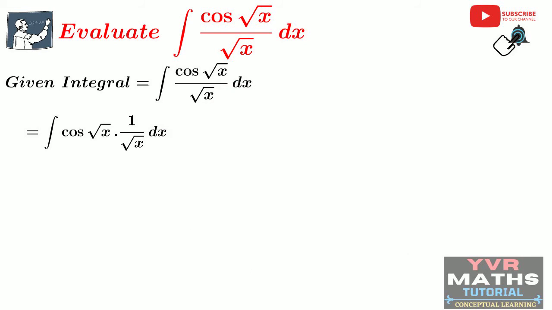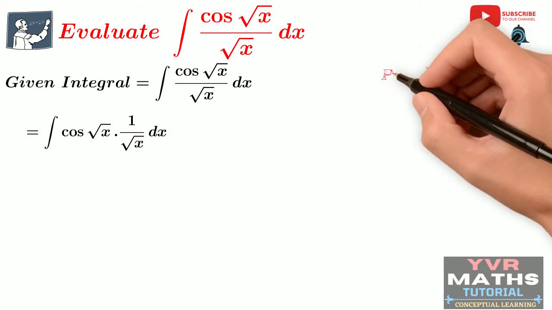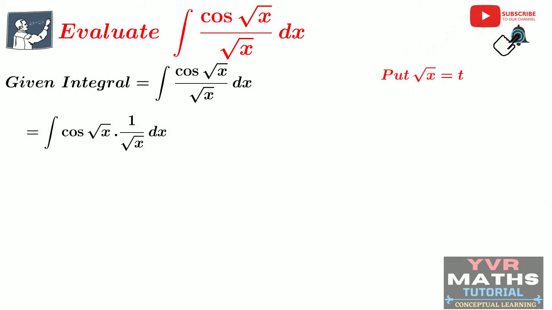Now substitute some part of the integrand as another variable such that its differentiation exists in the integral. So put root x is equal to t. If we observe in the given integrand, the angle of cos ratio is root x. If we consider root x as a new variable, then the derivative of root x we will get is 1 by 2 root x. That's why I am considering root x as a new variable. So put root x is equal to t.